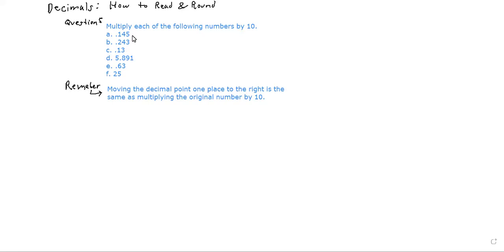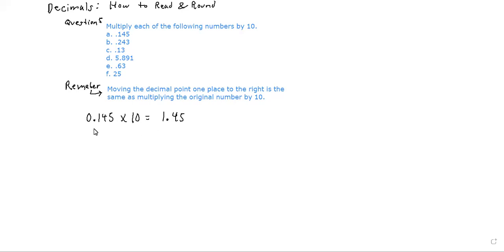If you multiply 0.145 by 10 on your calculator, you're going to see that you get 1.45, right? If we just move the decimal place one place over to the right, we get 1.45. So we get the same thing, right? So let's write that out just for the first one. 0.145 times 10 equals 1.45, right?